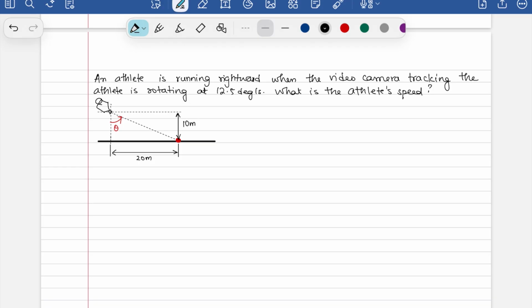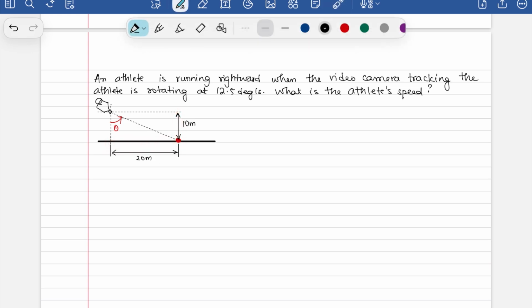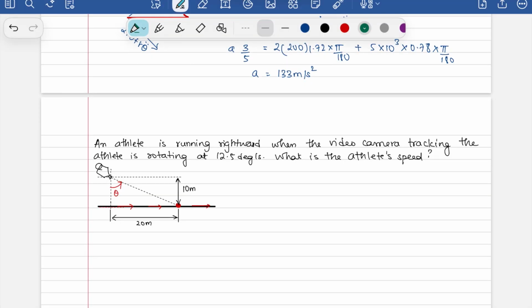Okay. So the question says that this video camera that's tracking the athlete is rotating at theta dot equal to 10.5 degrees per second, and the athlete is currently at this position, 20 meters away rightward and 10 meters away downward. What is the athlete's speed? Again, pause the video and try for yourself. So I'm going to solve it now.